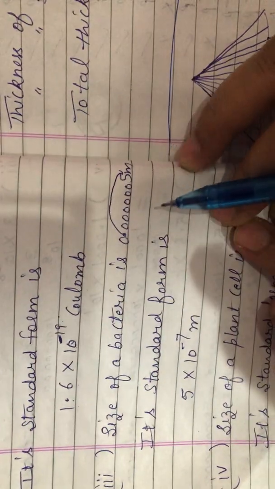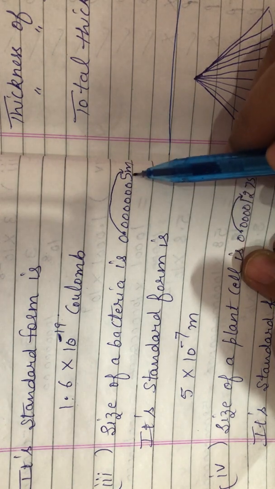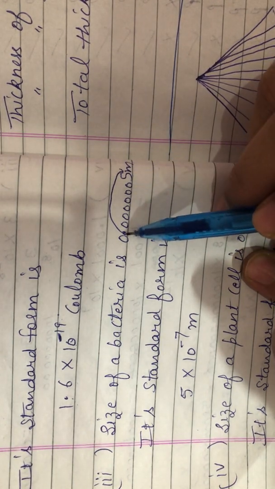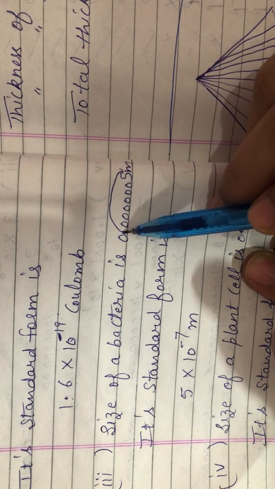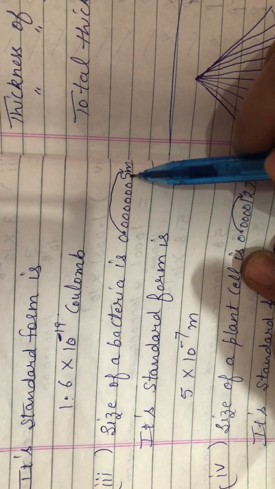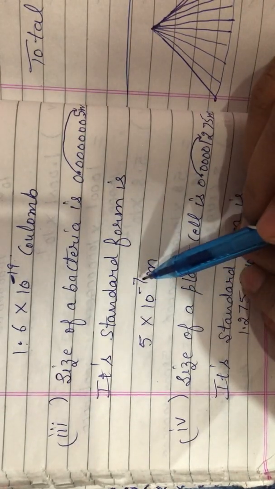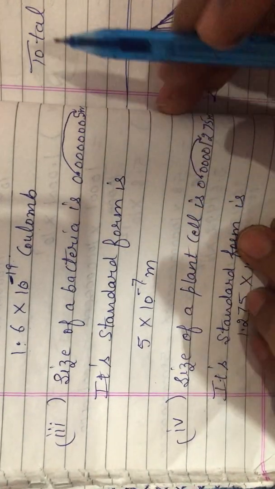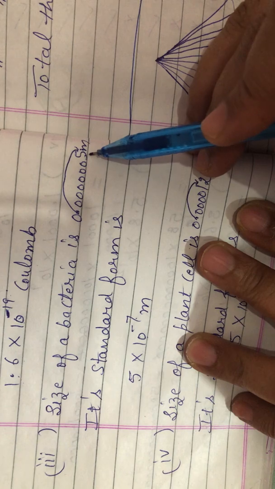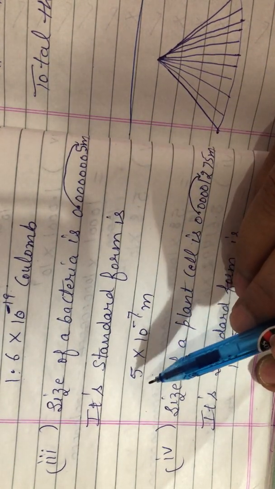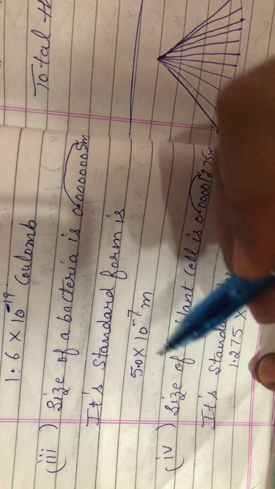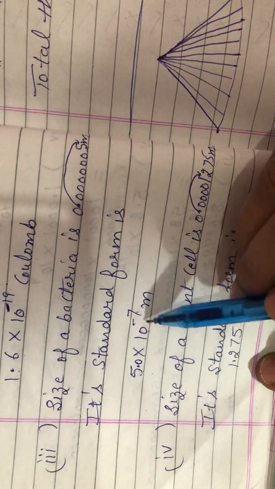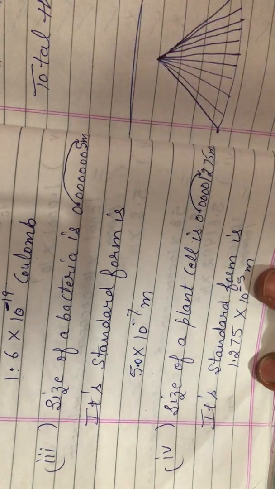Then size of bacteria is 0.000005 meter. So you can see this decimal will come after 5. So between this decimal and this decimal we have 7 digits. So it becomes 10 raised to power minus 7 meter. And after 5 there is no digit, so it will come only 5. Or you can write 5.0, 5.0 or 5 is the same thing. So 5 into 10 raised to power minus 7 meter is the standard form.